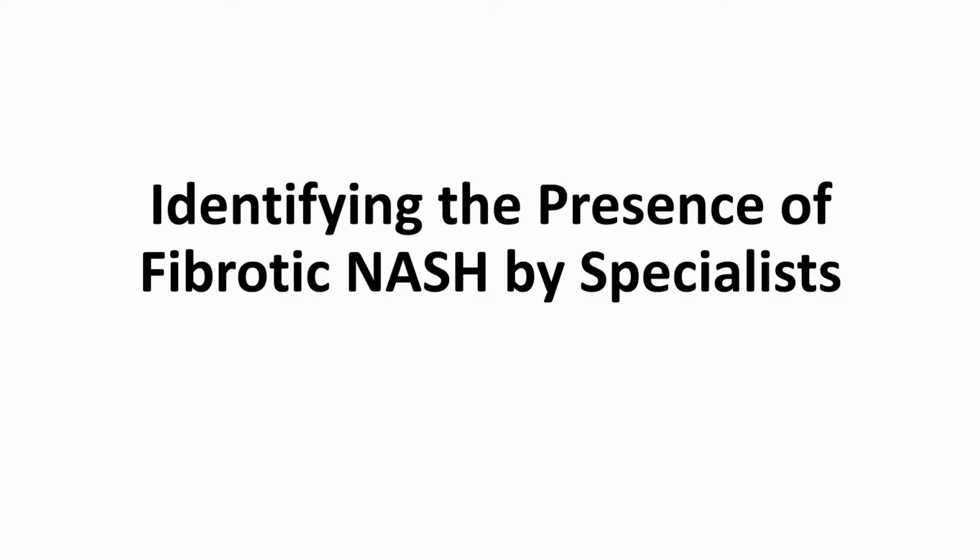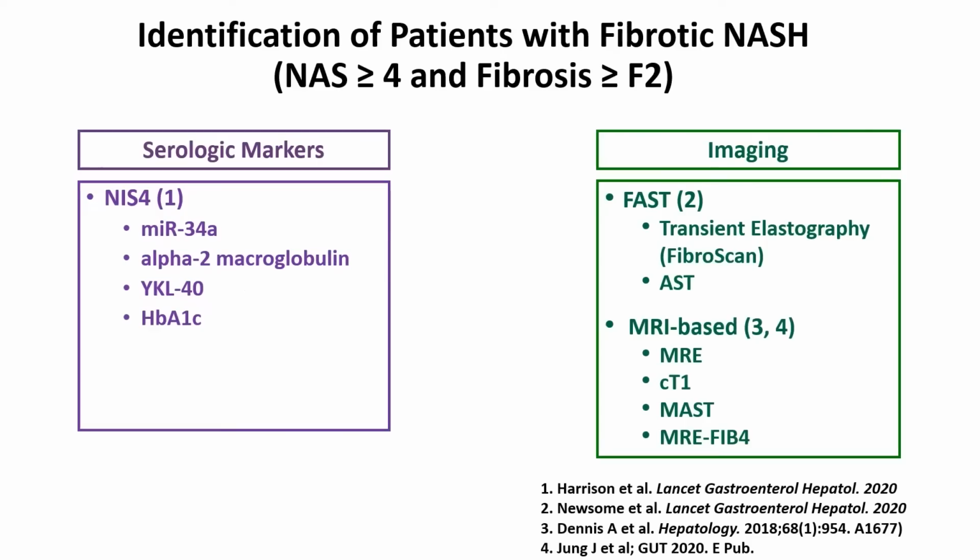Next slide. Now, these were the simple scores that can be utilized in primary care and endocrine offices, but we have more sophisticated scores that we will utilize in our hepatology clinic to increase the positive predictive value and make sure that when we tell a patient they have at-risk NASH, we're confident about this conclusion. So we have some serologic markers, including the NIS4 test. This is not commercially available yet, so I'm not going to spend time on it. And then we have some imaging scores, including the FAST score, and I'll explain it in a second. And more recently, several MRI-based scores.